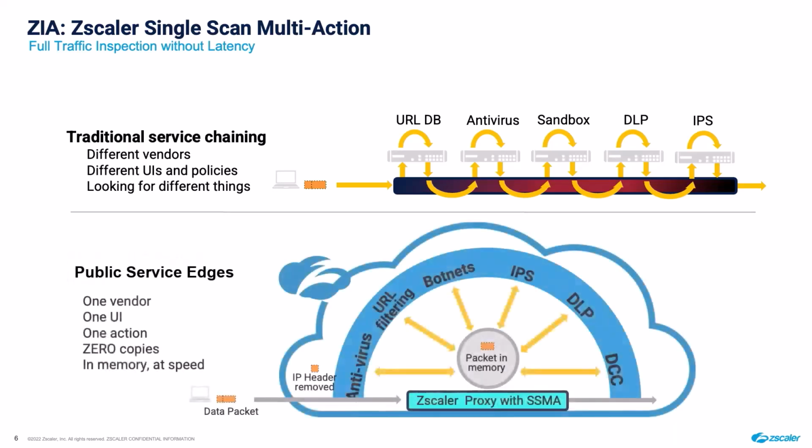The public service edge has single scan multi-action, meaning that a packet comes into a public service edge. We will strip the IP header, we'll hand it off to all of our different engines in memory, and be efficient in terms of when those breaks occur, in terms of deciding to block based on the first one to respond, meaning that our public service edges can scale massively because they're all able to apply the same policy. They're all doing the same processing, apart from the need to hand off to a sandbox, which is an out-of-path decision because a file has to be exploded in the sandbox. But we can be efficient in terms of those policy decisions.